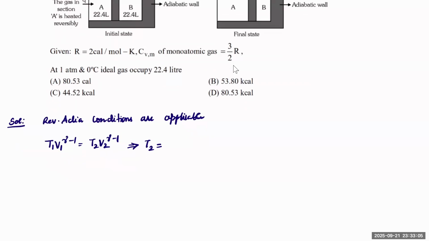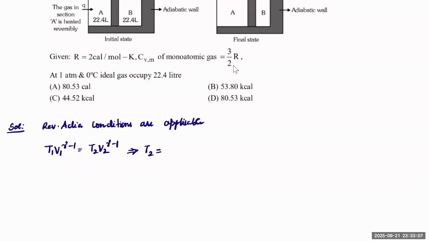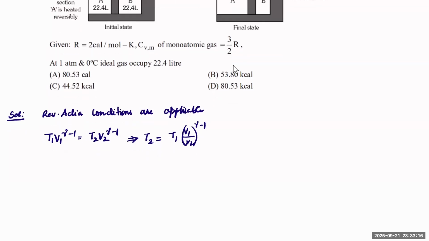So T2 here will be equal to T1 into V1 by V2 raised to power of gamma minus 1. And therefore T2 will be equal to T1 into V1 by V2, which is 8, because V2 is getting decreased to 1/8 of its volume. So that, raised to gamma minus 1.